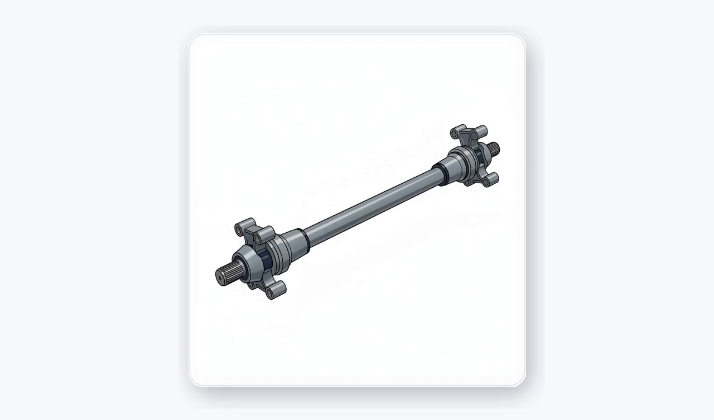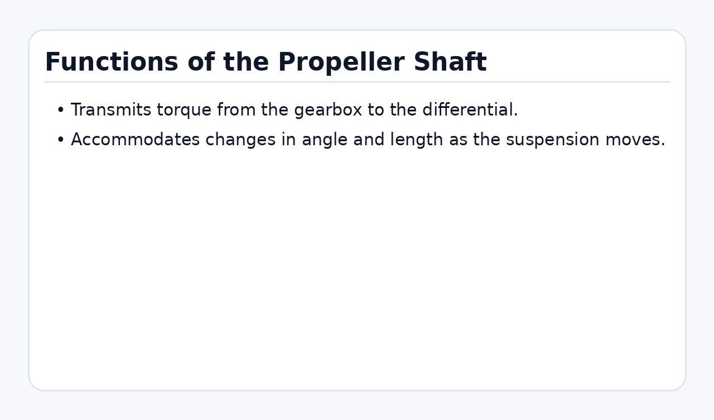The propeller shaft's main job is to transmit rotational power from the gearbox to the rear axle. It's designed to be strong yet lightweight. It has two key functions: sending power to the back and flexing to allow the rear wheels to move up and down over bumps without interrupting that power flow.